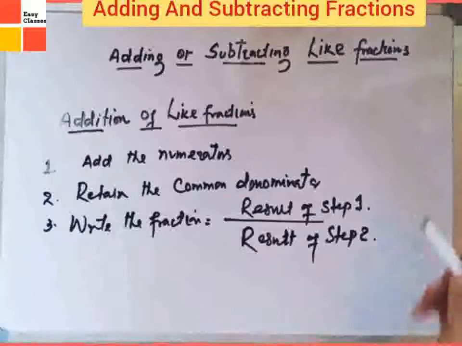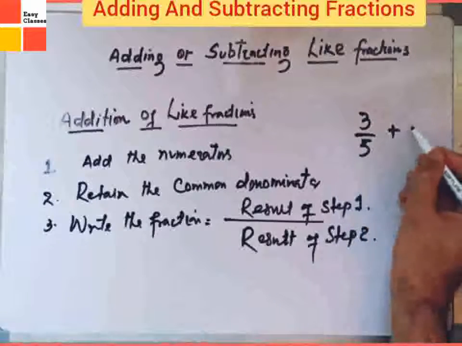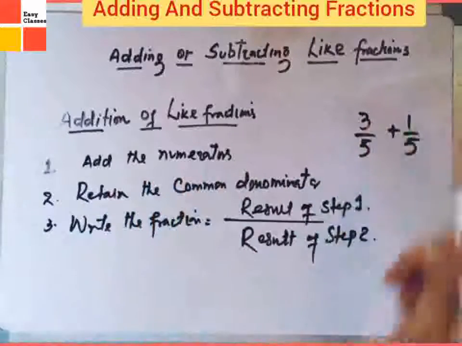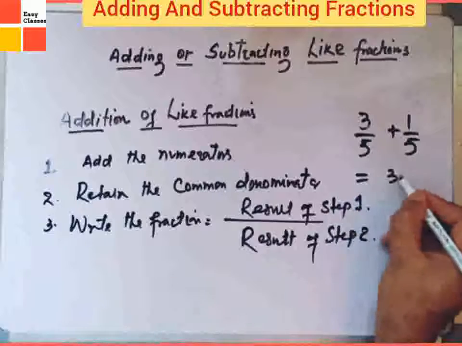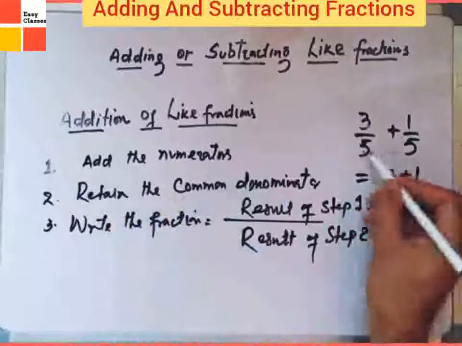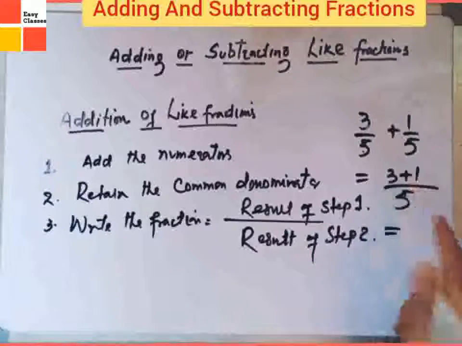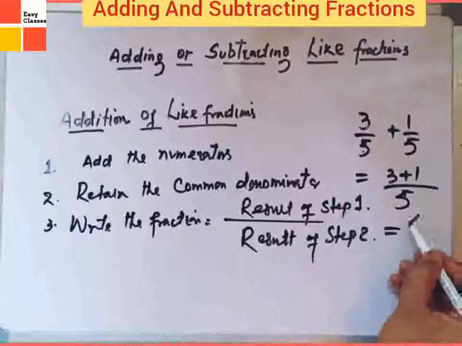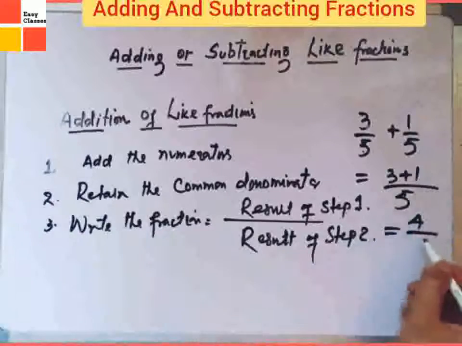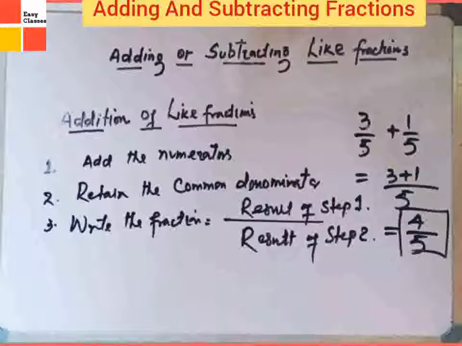Say for example, if you wish to add 3 by 5 plus 1 by 5. First add the numerators, 3 plus 1. Step second, retain the common denominator, that is 5. And write the fraction. The numerator is the result of the first step, 3 plus 1 is equal to 4, and the denominator is the result of step 2, the common denominator. So this is the procedure for addition of like fractions.